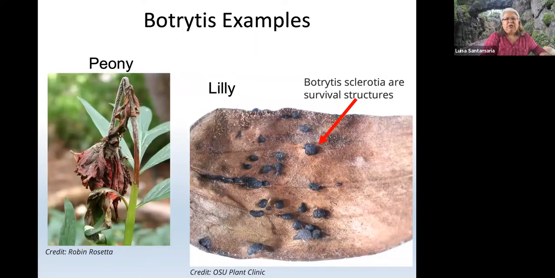Anyway, these are some pictures of the disease. These are Botrytis. One of the interesting things about Botrytis is that it can produce sclerotia, even in vitro. Here is a good picture showing some of the sclerotia. Those are the survival structures of these pathogens, so it could stay there for a long time until the right host and right conditions show up.